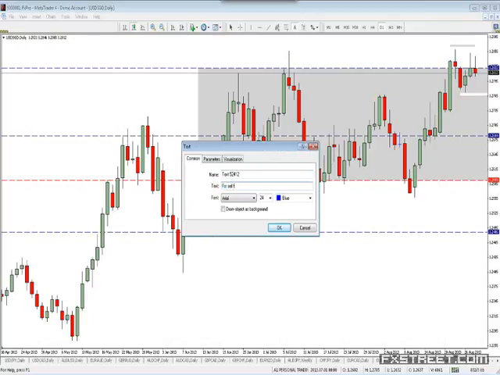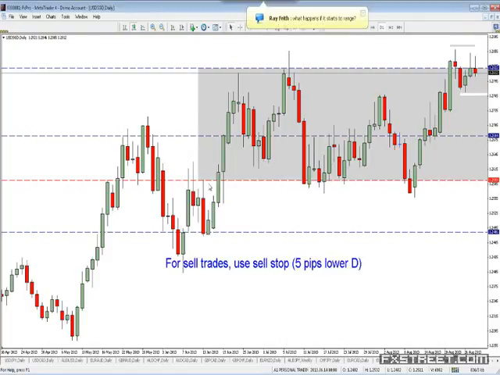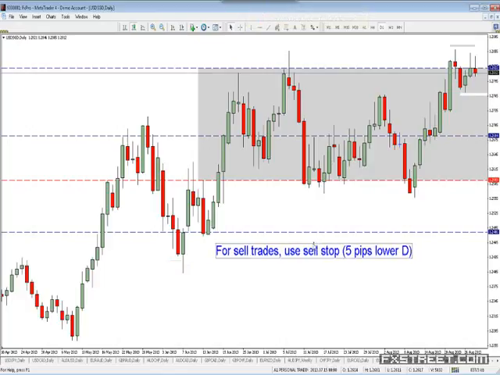For sell trades, I use a sell stop 5 pips lower on the daily chart. So it depends, even if I'm using a 4-hour chart, I'll usually do it 3 to 5 pips lower. Maybe on a weekly chart it's 7 pips or something, but the basic idea is that I'm waiting for the market to push through and make a new low. And what that does is it forces the market to go in the direction I expect it to go.